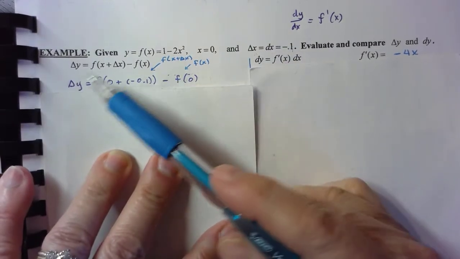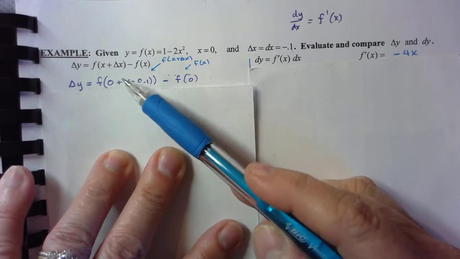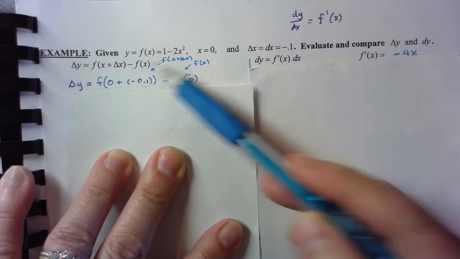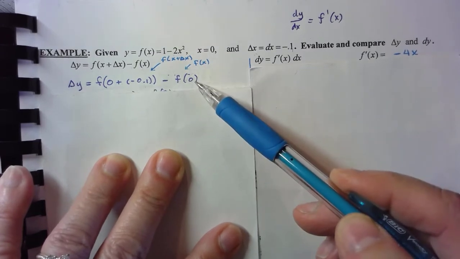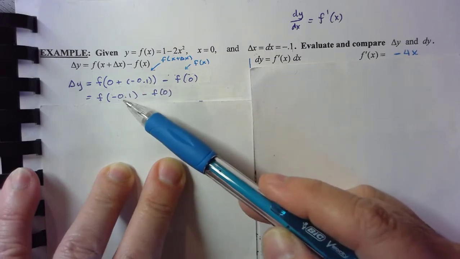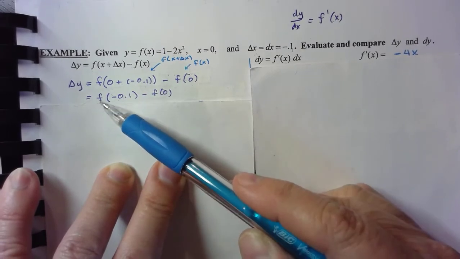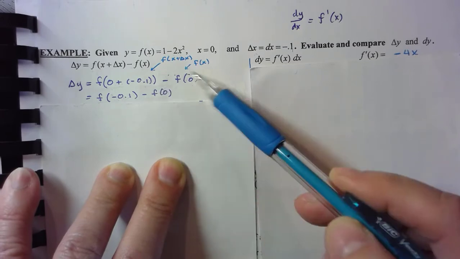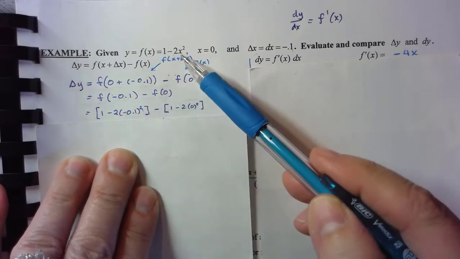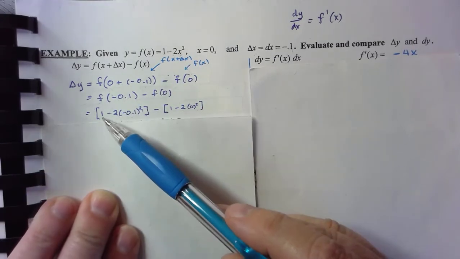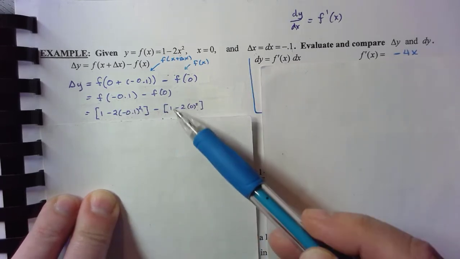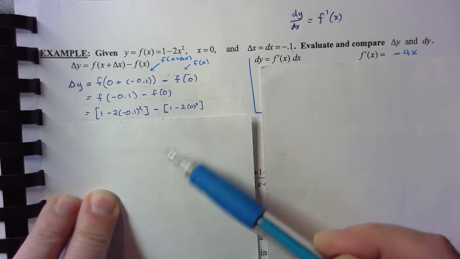And so substituting into this, I have delta y to be f of 0 plus the change in x, negative 0.1, minus f at x, which is 0. Now we're going to do that work. 0 plus negative 0.1 is negative 0.1. So I need f at negative 0.1, and I want to subtract f at 0. Now f at negative 0.1, we're going to substitute that in for x right there. So we have 1 minus 2 times negative 0.1 quantity squared minus 1 minus 2 times 0 squared.